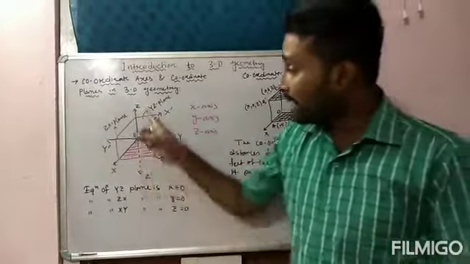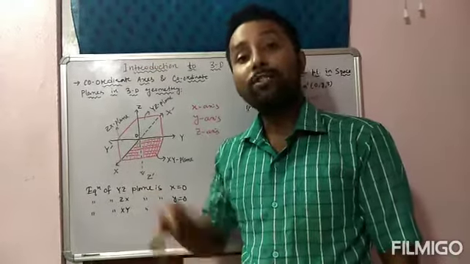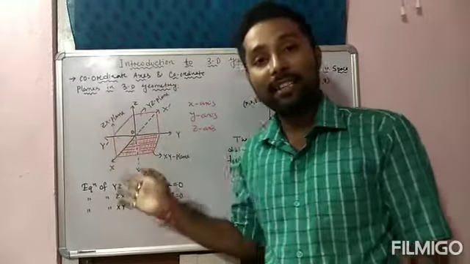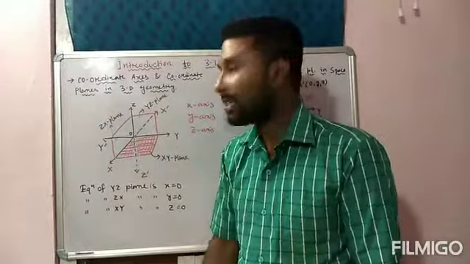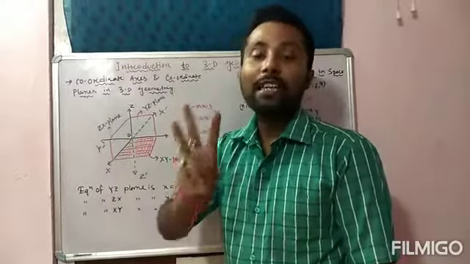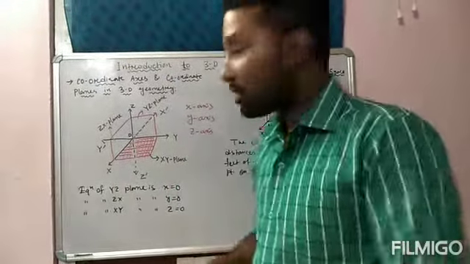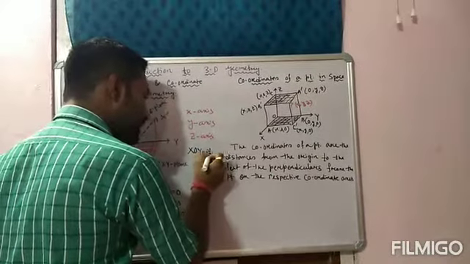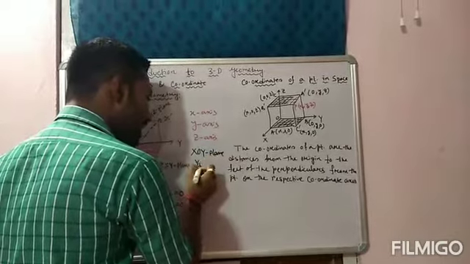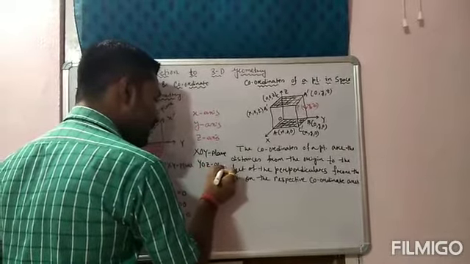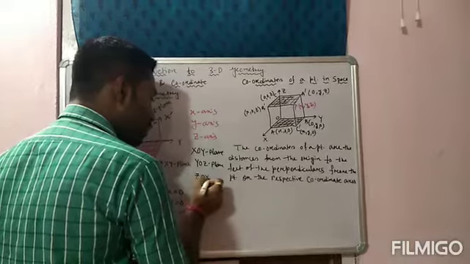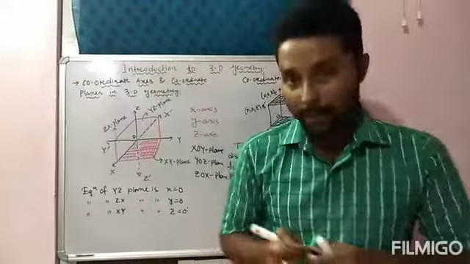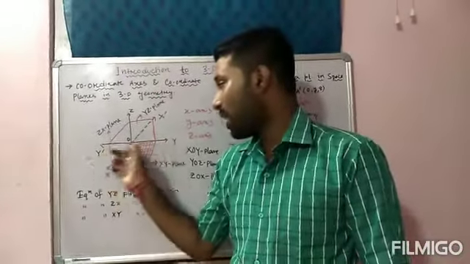Okay, now these 3 mutually perpendicular lines, which 3 mutually perpendicular lines? X o x dash, y o y dash and z o z dash. These 3 mutually perpendicular lines define 3 planes. And what are those 3 planes? X O Y plane, Y O Z plane, Z O X plane.